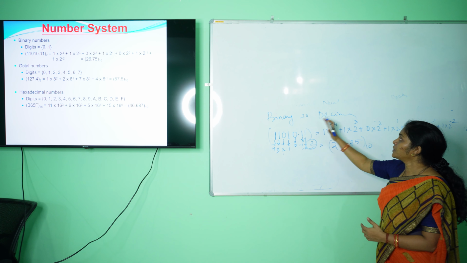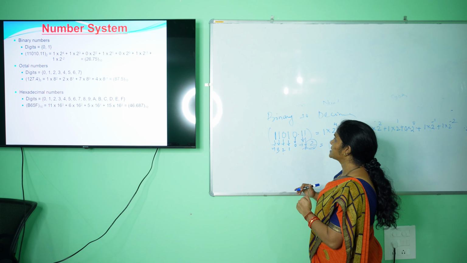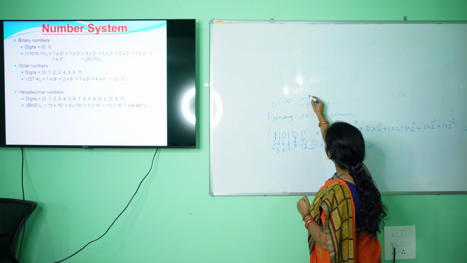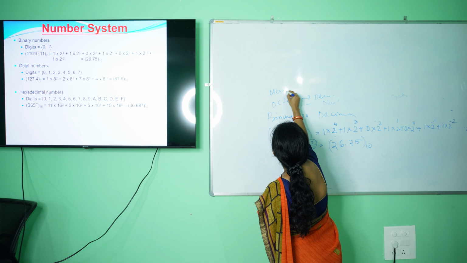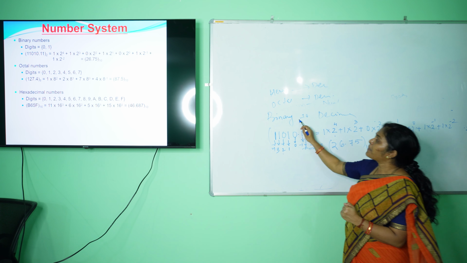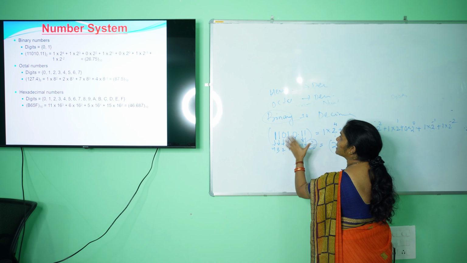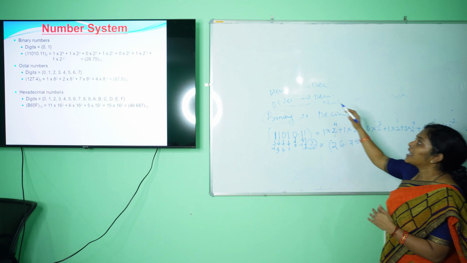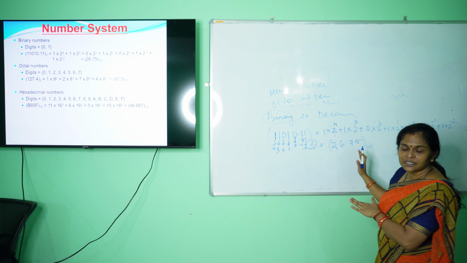So binary to decimal, and from here I can also give another conclusion: if you want to convert octal to decimal and hexadecimal to decimal, the procedure is the same. Here binary is there, that's why you are multiplying with 2. For octal you have to multiply with 8 and for hexa you need to multiply with 16, but the procedure remains the same.